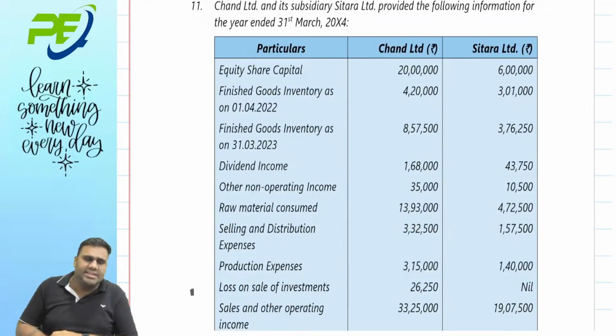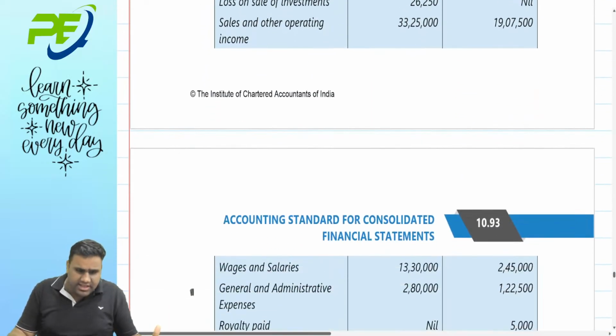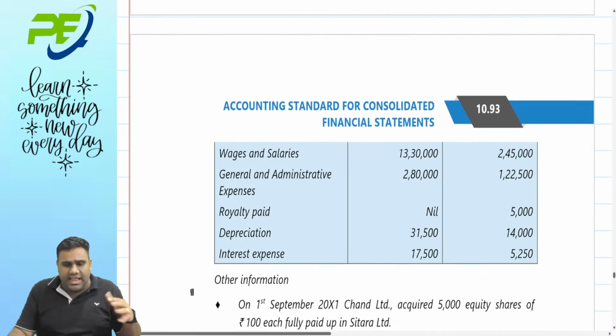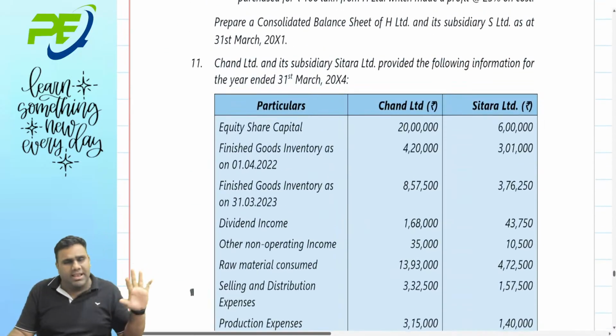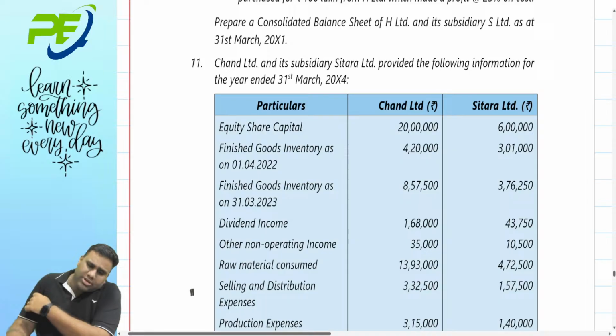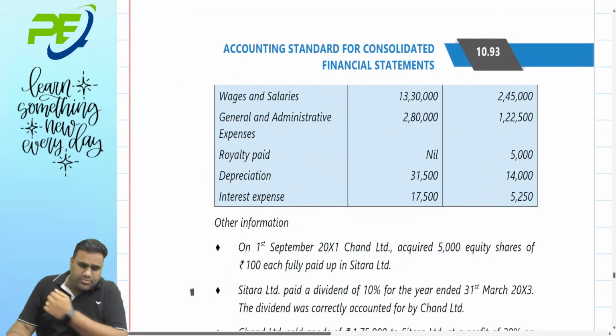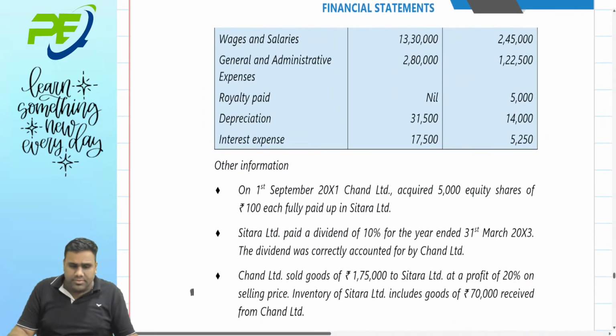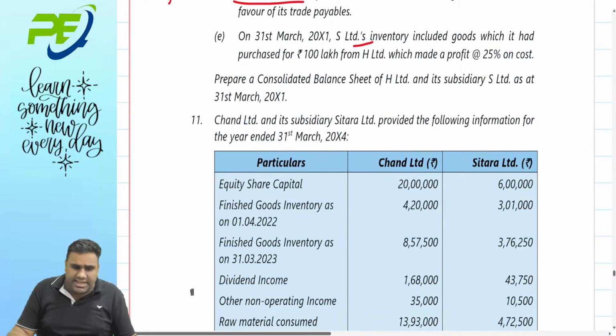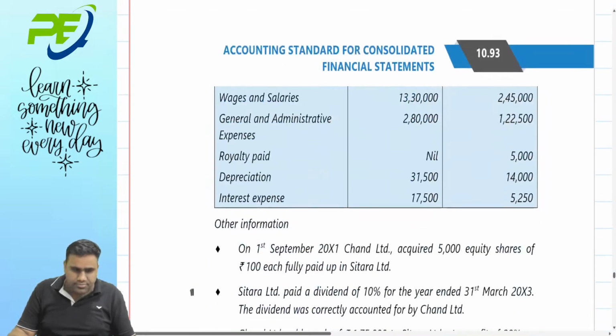Now let's start the last practical problem, problem number 11. Chand Limited and its subsidiary Sitara Limited provided the following information for the year ended 31st March 20x4. They have given the balance sheet and also the P&L. I think this is a trial balance, something similar to a trial balance. Now, other information. They have given the details as on 31st March.